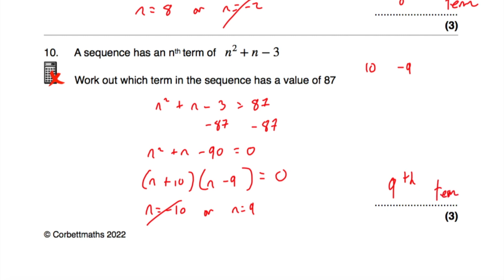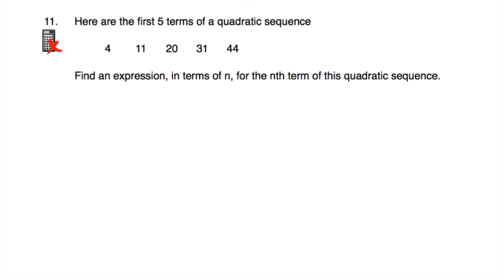Okay, let's look at question number 11. We've been told here are the first five terms of a quadratic sequence, and they are 4, 11, 20, 31, and 44. And we've been asked to find an expression in terms of n for the nth term of this quadratic sequence.